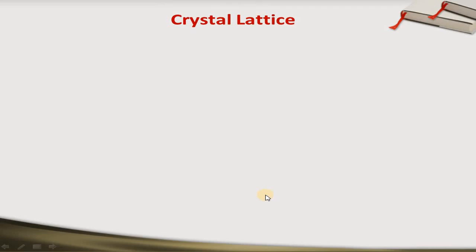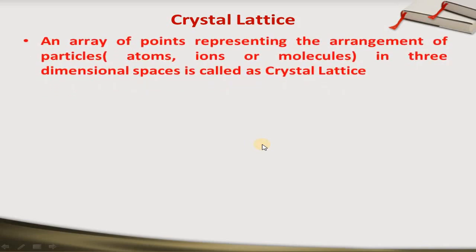If we define the crystal lattice, it is an array of points representing the arrangement of the particles. What are these particles? The particles can be atoms, ions, or molecules in three-dimensional space, and this is called a crystal lattice. An array means an arrangement of points. We have discussed the lattice points representing the arrangement of the particles. How these particles are arranged in three-dimensional space is called a crystal lattice.